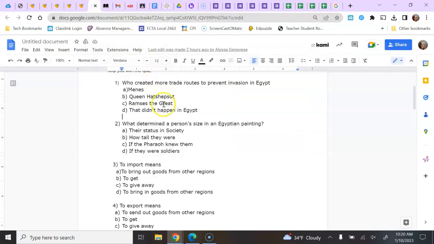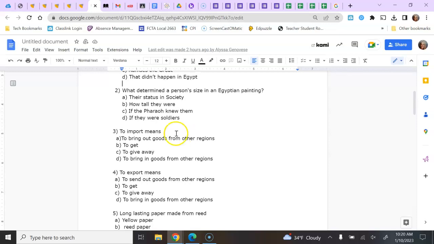So what determined a person's size in a picture, in a painting? Is it A, their status in society or their stature in society, B, how tall they were, C, if the pharaoh knew them, or D, if they were soldiers? Number 3, to import means. This you can find on workbook page number 5 in the key terms and people box. So what does import mean?